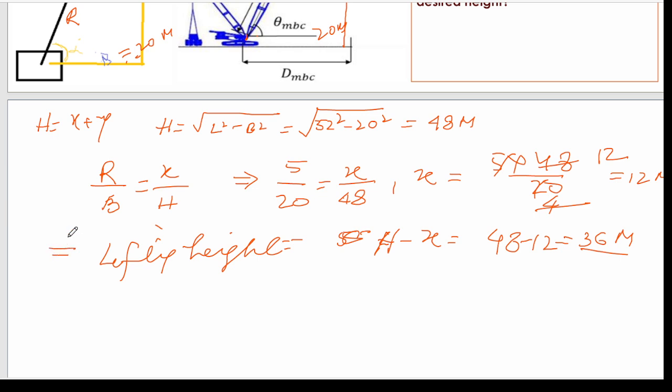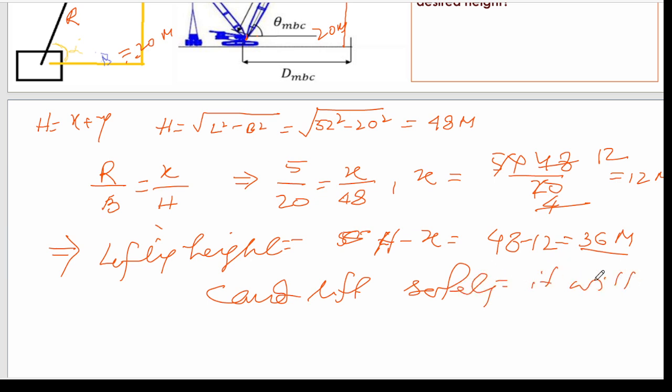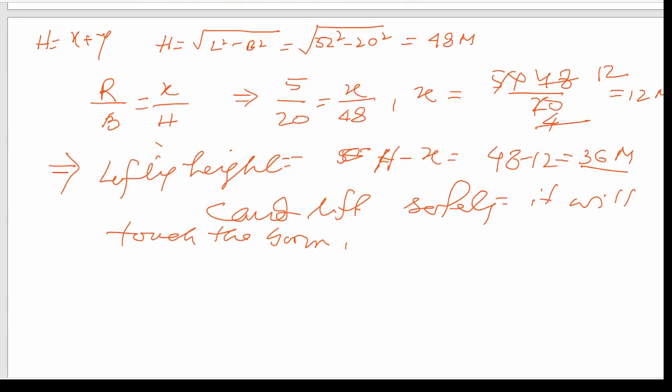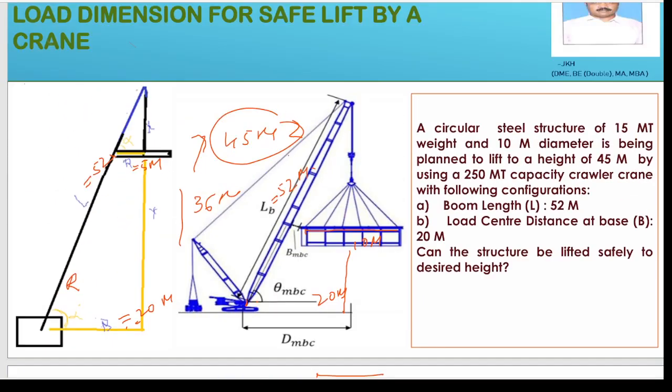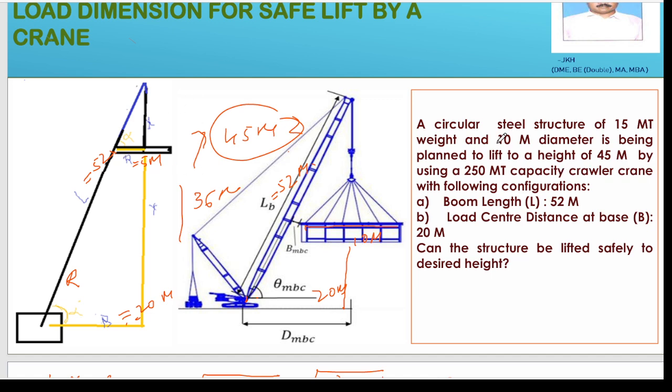In this case, you cannot lift safely, because it will touch the boom. It will be obstructed by the boom at 36 meter. So if we want to lift to 45 meter, how much radius should there be? Let us now calculate. Our radius is not known. This dimension is not known.